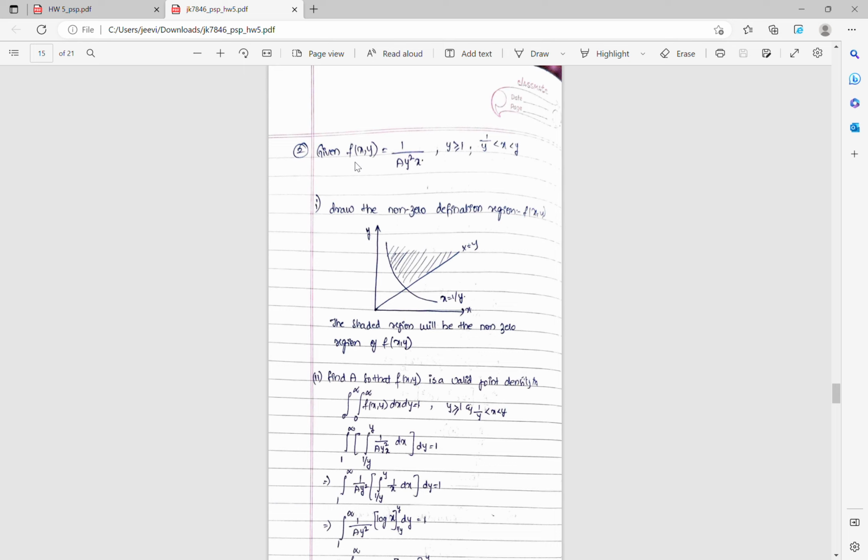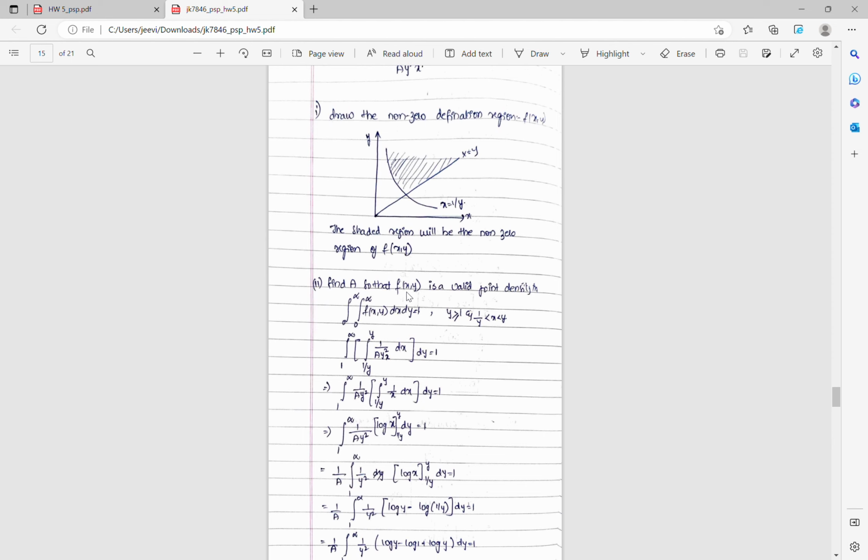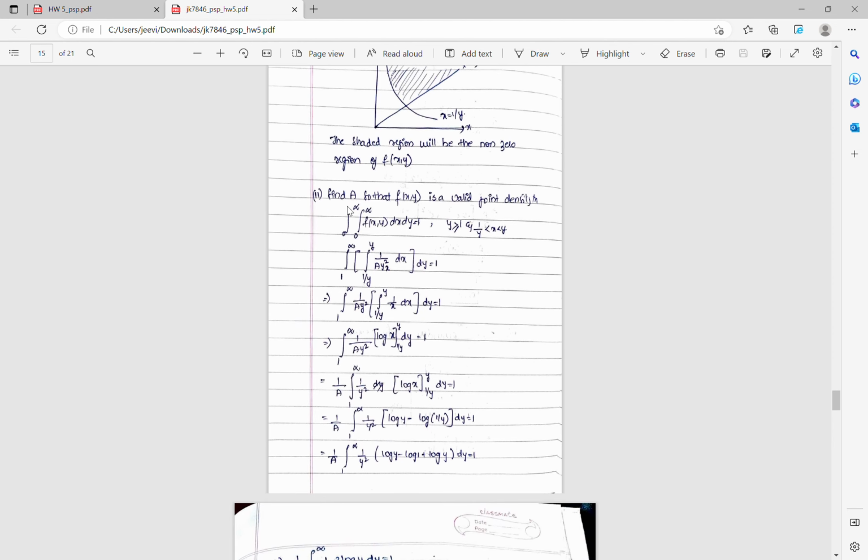Therefore, it is given that the function f of x, y is equal to 1 by a into y squared x, where y is greater than or equal to 1 and x is between 1 by y and y. Now in the first part, we are supposed to draw the non-zero definition region. That is, x is equal to 1 by y, this will be a curve, and x is equal to y, this will be a curve. Therefore, the shaded region here, as you can see in the graph, will be the non-zero region of f of x, y. Now in the second part, we're supposed to find the value of a so that f of x, y is a valid joint density function.